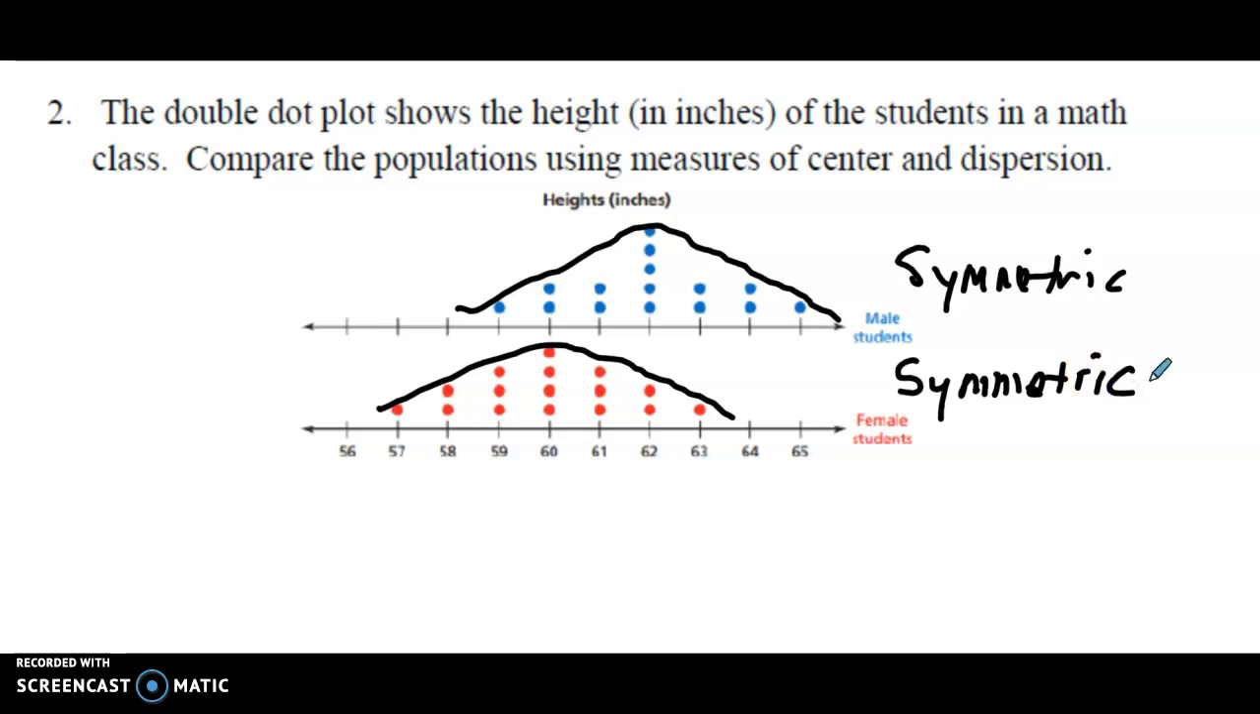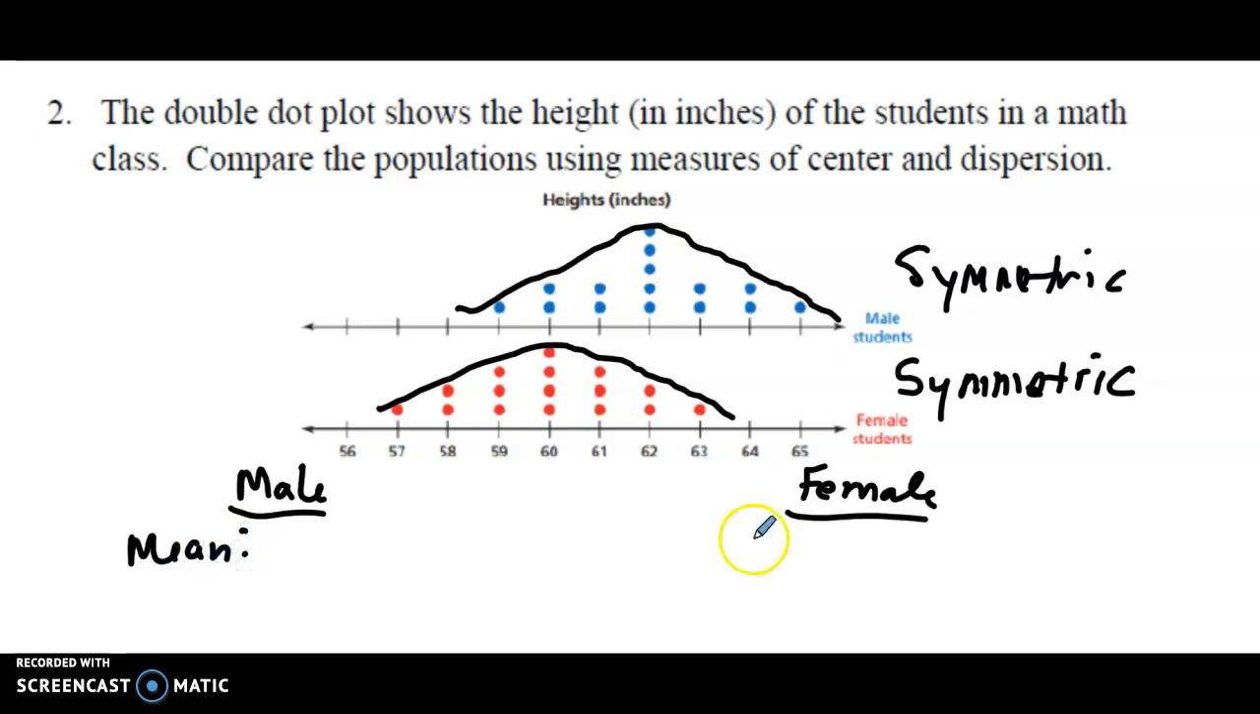Now, we have to figure out what measures we're going to use. So again, first is going to be male, then female. And we are going to be finding the mean as our measure of center. It's always what you use when it's symmetric. And then the measure of dispersion that goes with mean is standard deviation.